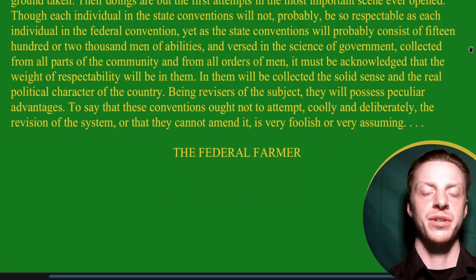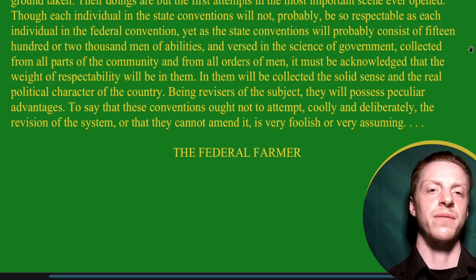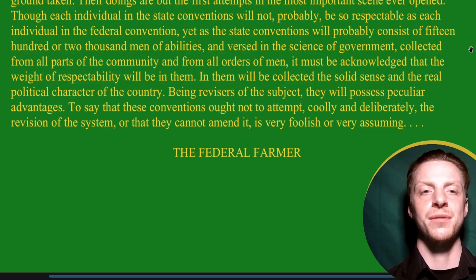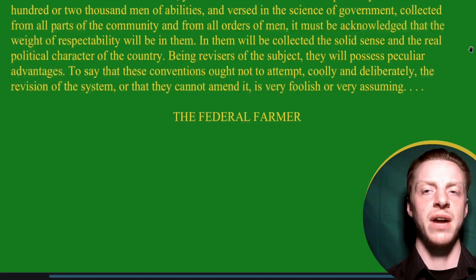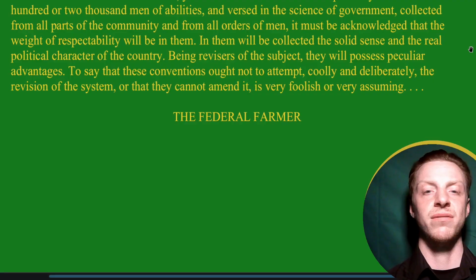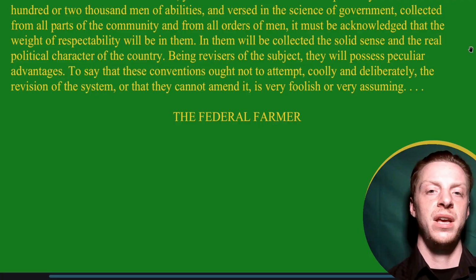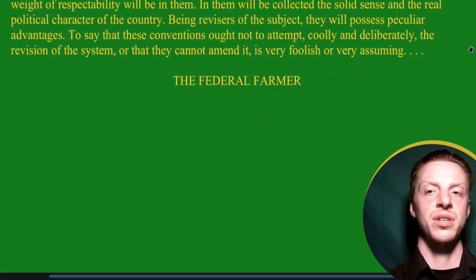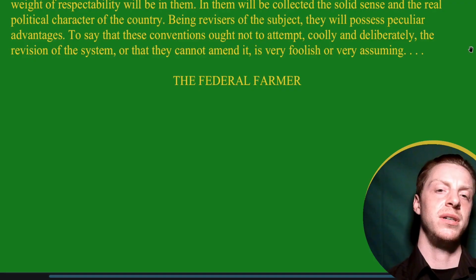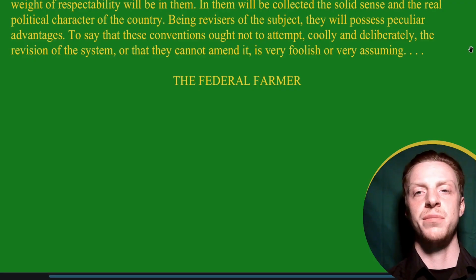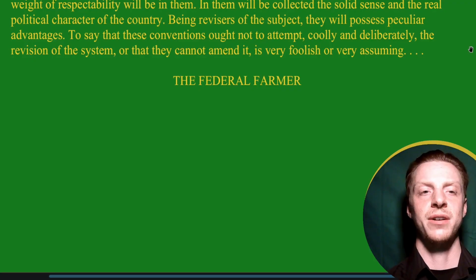Though each individual in the state conventions will not, probably, be so respectable as each individual in the federal convention, yet as the state conventions will probably consist of 1,500 or 2,000 men of abilities and versed in the science of government, collected from all parts of the community and from all orders of men, it must be acknowledged that the weight of respectability will be in them. In them will be collected the solid sense and the real political character of the country. Being revisers of the subject, they will possess peculiar advantages.